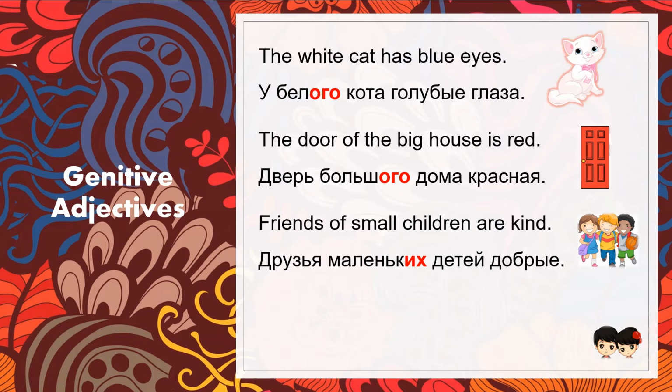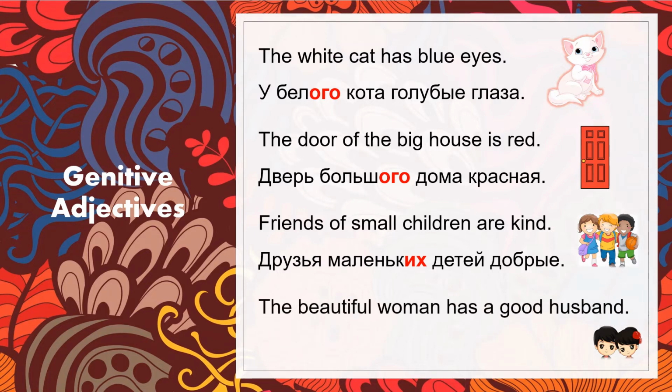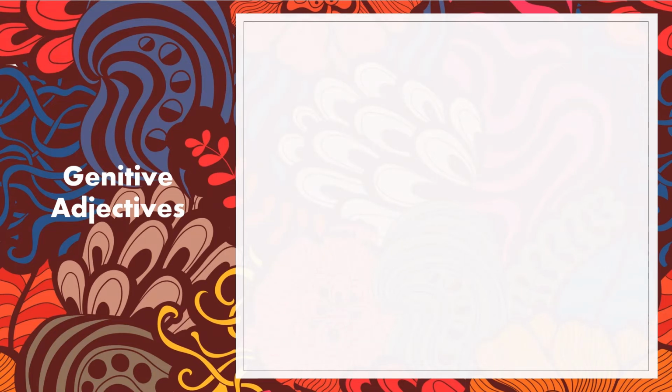And our next example, the beautiful woman has a good husband. Okay, so again, beautiful woman is doing the possessing, so it will be in genitive. У красивой женщины хороший муж. Okay, now let's look at a couple more examples.